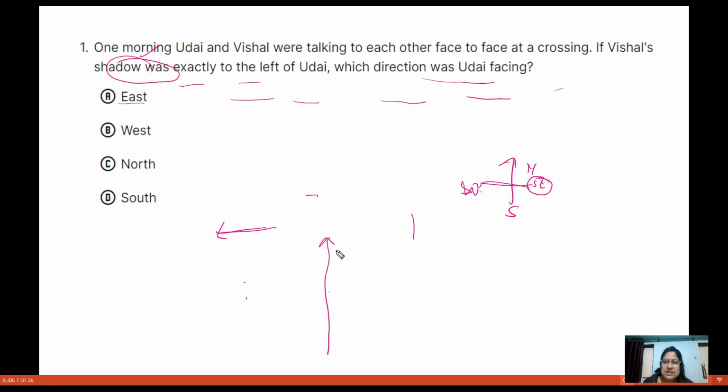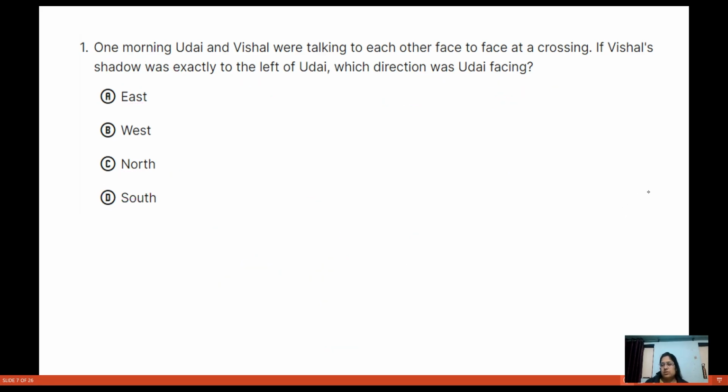Now when will this be the left side? Uday may be standing facing towards the north, because then only this will become his left. Obviously it is asking which direction Uday is facing. So Uday is facing towards north, and Vishal is facing towards south, because they are face to face. This is how you can do these kinds of questions.